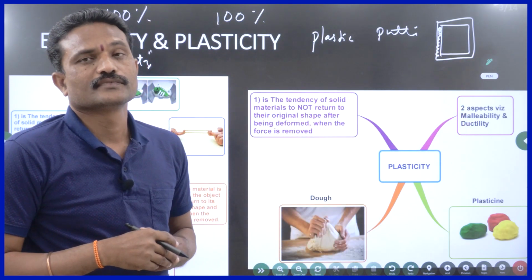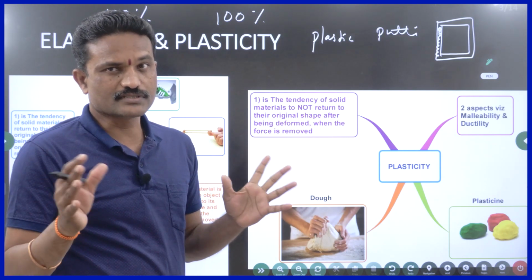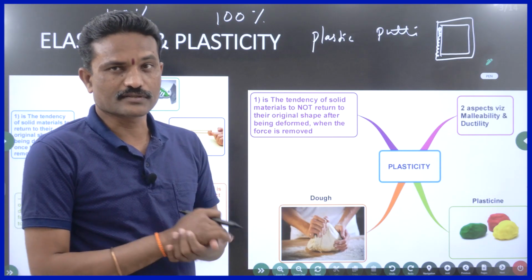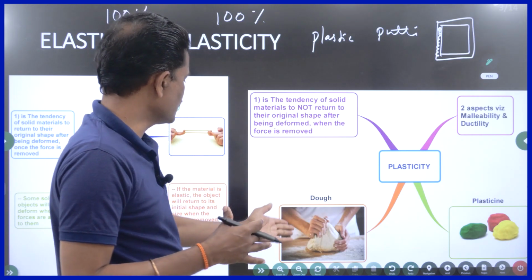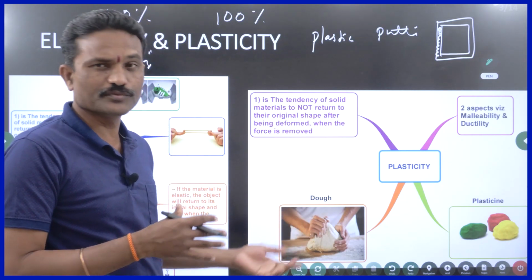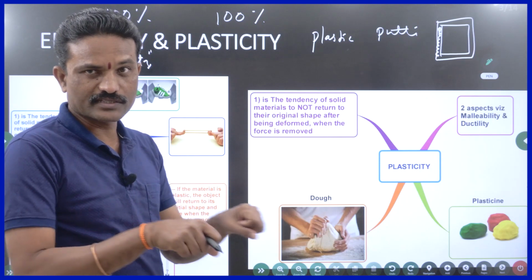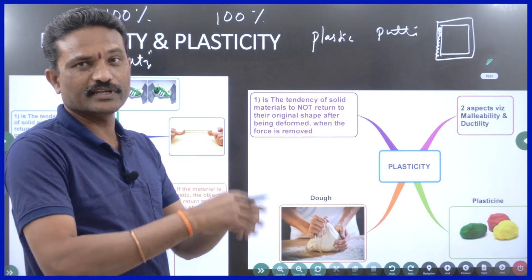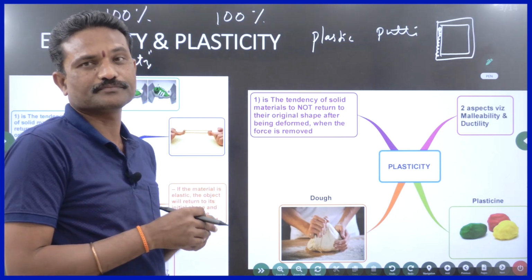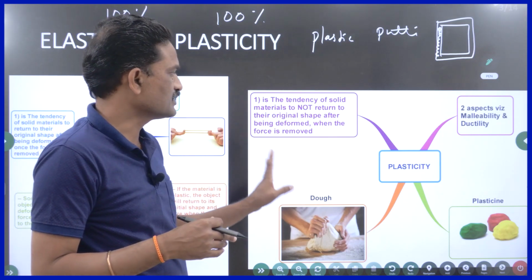M-Seal is the best plastic object, right? Even dough also, pindi mudda is the best. You make a chapati, it won't regain its original spherical shape. That is the reason why that is plastic.